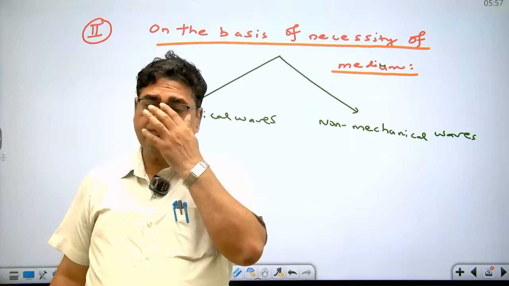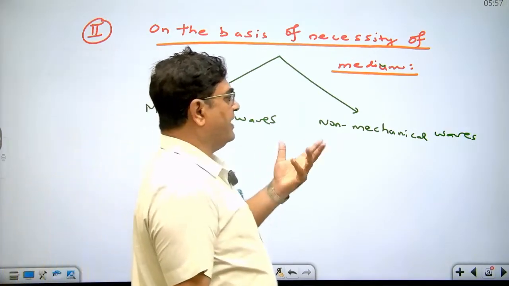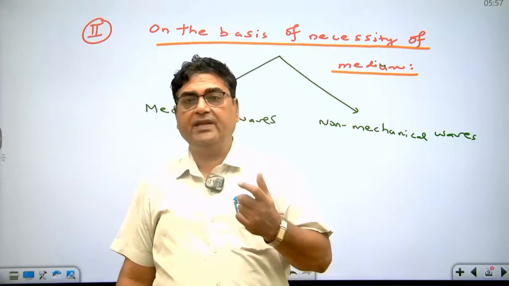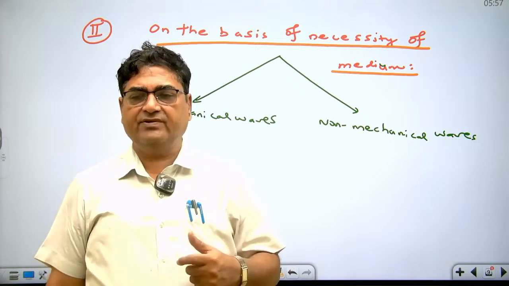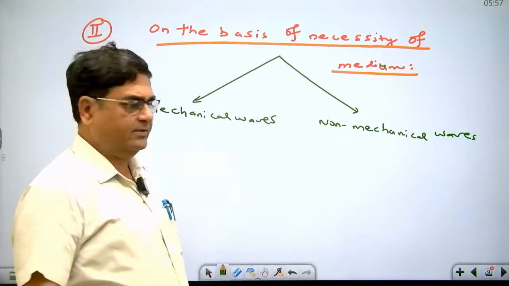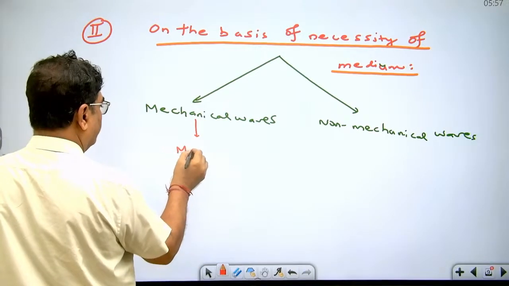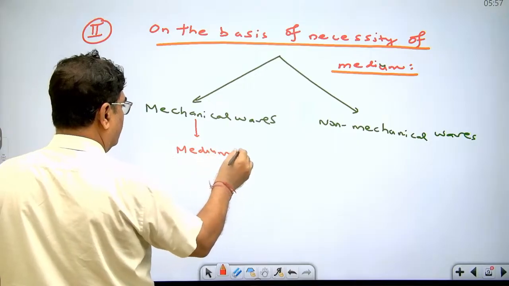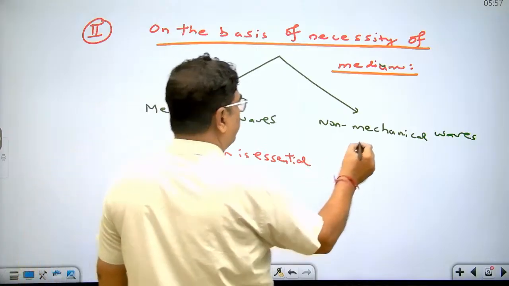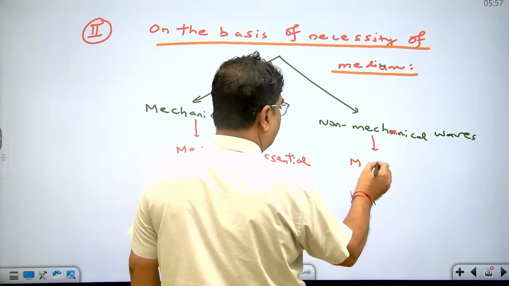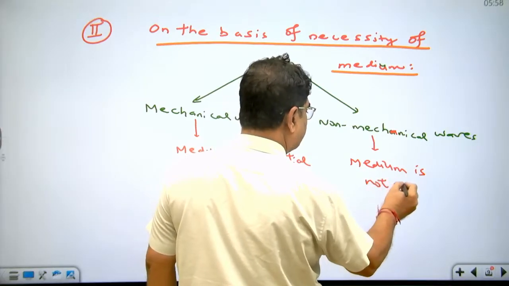Mechanical waves are the waves where for propagation of wave medium is essential, while non-mechanical waves are the waves for whose propagation medium is not essential. Like light waves, medium is not essential, and mechanical waves like sound wave, string wave, medium is essential. Here medium is essential. Here medium is not required.